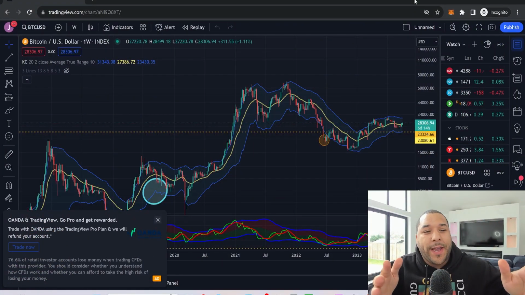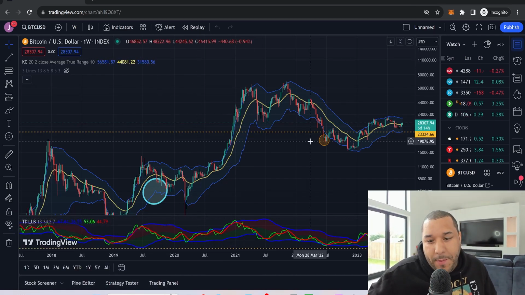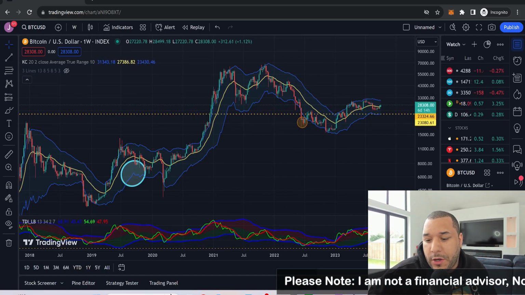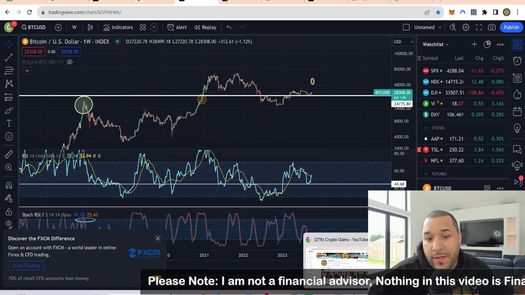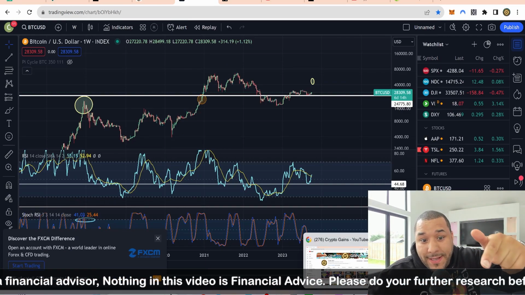I've got Bitcoin on the weekly time frame right here. We're going to take a look at this and help you understand what this count the channel is all about. And then we're also going to flip over to this chart here and have a look at this. This is on the weekly time frame for Bitcoin as well, and I'm going to flip this to the monthly.